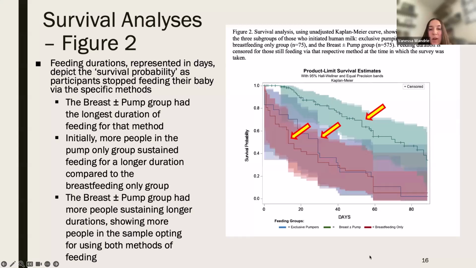The breast plus or minus pump group had the longest duration of feeding for any method. Initially, more people in the pump-only group sustained feeding for a longer duration compared to the breastfeeding-only group, and both of these groups had a minimal number of people still feeding for these respective methods at the 90-day mark, whereas the breast plus or minus pump group had more people sustaining longer durations, with about 40% of people still feeding at the 90-day mark, showing more people in the sample opting for using a combination of methods for feeding and for a longer duration.